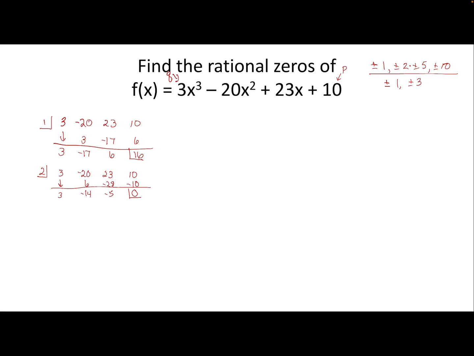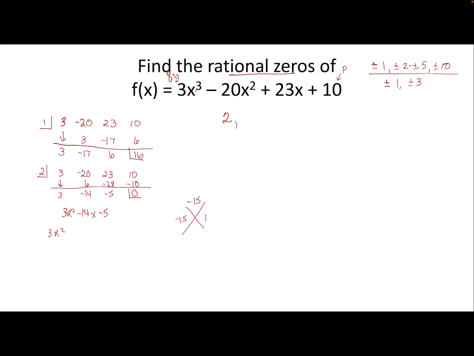So we now have one of our rational zeros. 2 is one of our zeros. Then we have a cubic that has now become a quadratic, 3x squared minus 14x minus 5. So we can multiply the 3 times the negative 5 and get negative 15 and ask ourselves what are factors of negative 15 that will subtract to become a negative 14. So that would be a negative 15 and a positive 1.